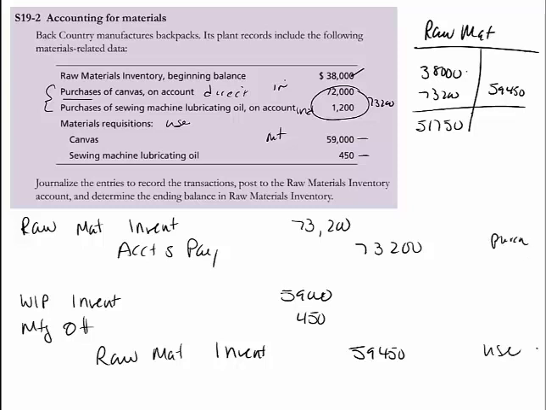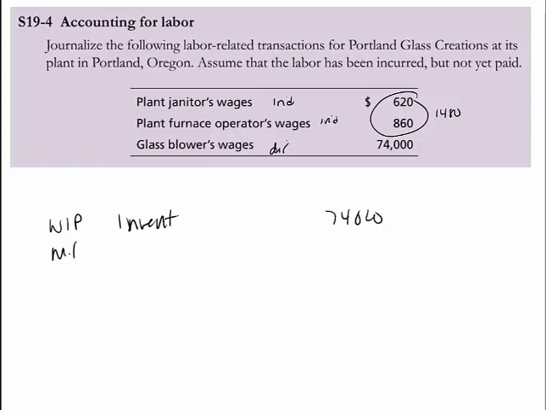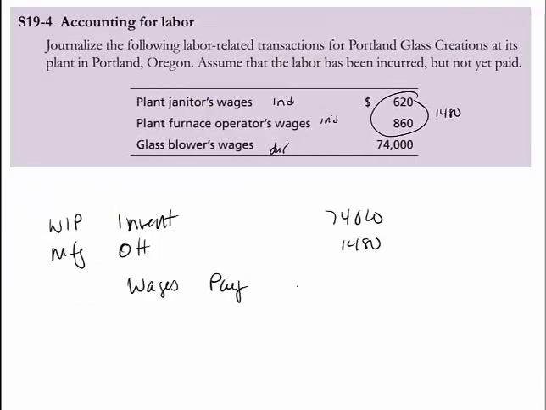Here's the use of raw materials or stuff going out. Let's do one for labor here. This is Portland Glass, so we will assume that the janitor is indirect. We're going to say that the furnace operator is also indirect, and then the glass blower is the direct. So these two things together will be the indirect, so that's $1,480. So I'm going to debit work in process inventory for the direct, which is the $74,000. I'm going to debit manufacturing overhead for the indirect, which is the $1,480, and then credit wages payable for the two together, which is $75,480.